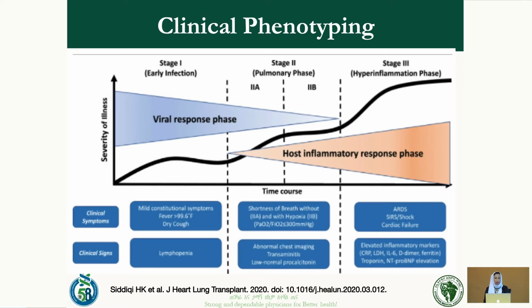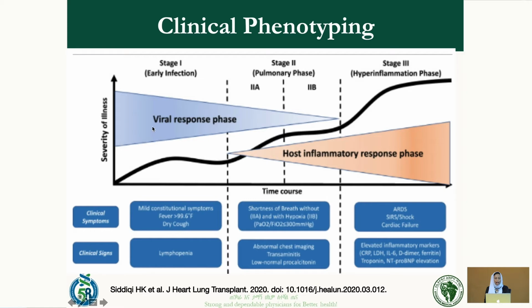Early on, we know it is a viral response, so anything we do or any treatment we give should focus on reducing the viral load and identifying individuals who are at risk of developing severe progressive disease. So that is the key: to identify this minor group of patients who are likely to progress to severe disease.